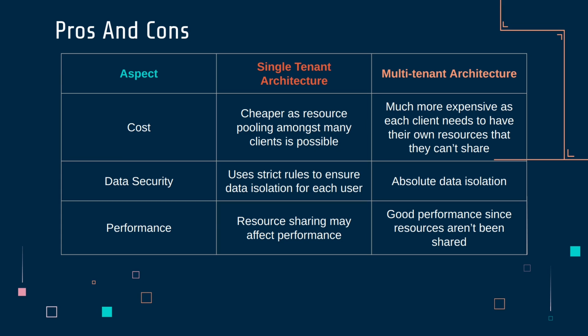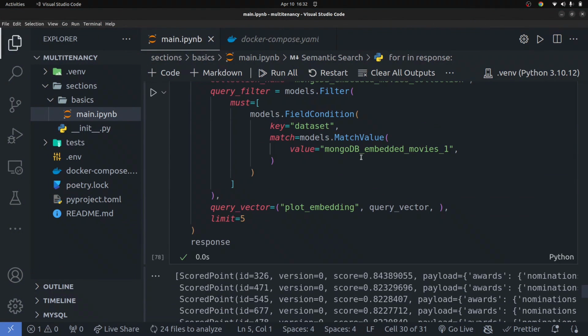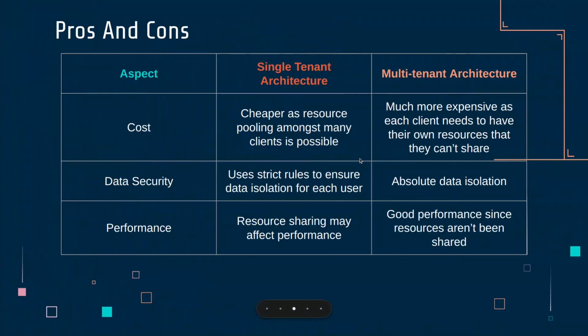What about data security? In a single tenant system, you have absolute data isolation. It's just for a single user, so the user has absolute control over the data. But for multi-tenancy architecture, the data isolation is enforced through strict rules, like the way we have in our case right here. If I take you back here, we have strict rules specifying which tenant you're getting the data from, right?